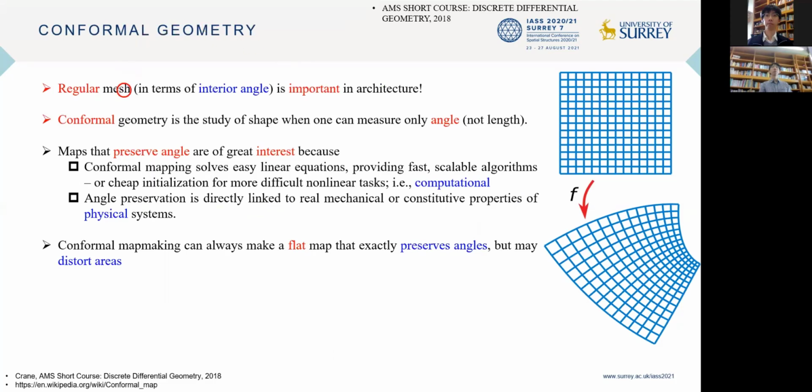For discrete surfaces, it is important to have a regular mesh. This is not only important to the appearance, but also to the structural performance. For preservation of angles during deformation, we may use conformal geometry.